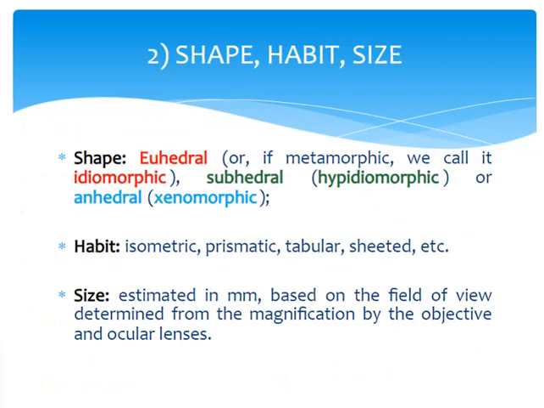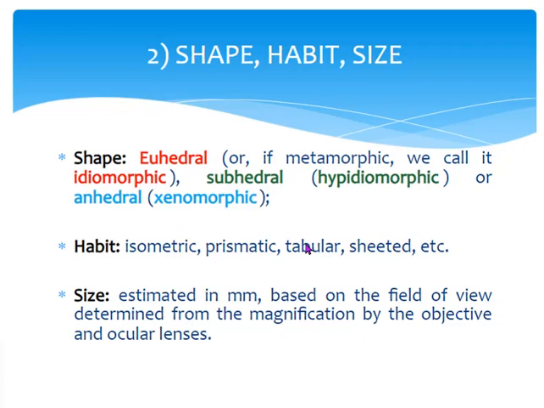Okay, then the second property under plane polarized light is shape or habit or size. Shape means either euhedral, subhedral or anhedral. Euhedral means the shape is well developed, the outline of the mineral is clearly visible. Subhedral means intermediate. Anhedral means the outline of the mineral is not clearly visible. In metamorphic rocks, euhedral is called idiomorphic, subhedral hypidioblastic, and anhedral xenoblastic.